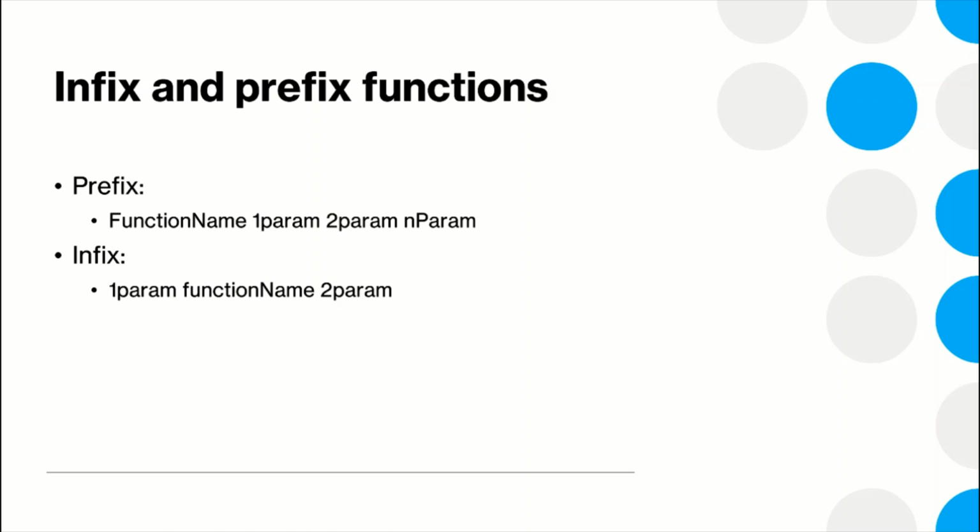We have two subcategories of function that are the prefix function and the infix function. The difference between these two is that the prefix function defines the function before the parameters, and the infix function goes between the first parameter and the second parameter.